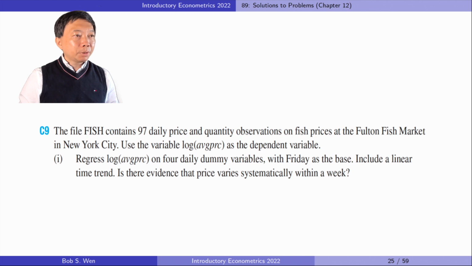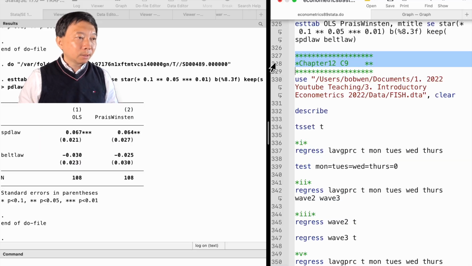Let's find answers to computer exercise 9. The file fish contains 97 daily price and quantity observations on fish price at the fish market in New York City. Use the variable log average price as the dependent variable. In part 1, regress the log average price on 4 daily dummy variables with Friday as the base. Include a linear time trend. Is there evidence that price varies systematically within a week?